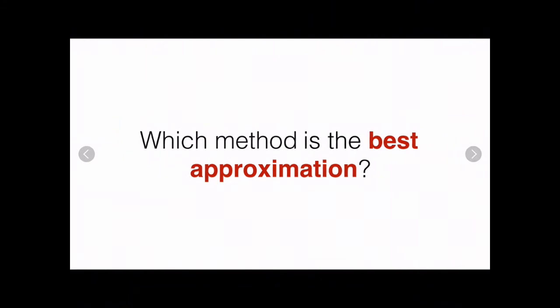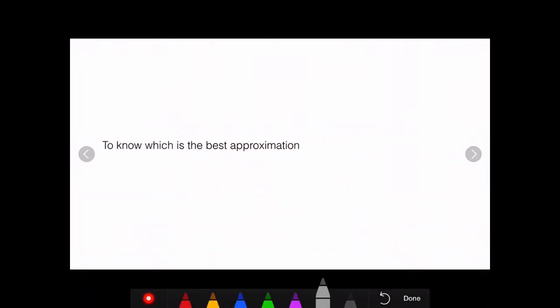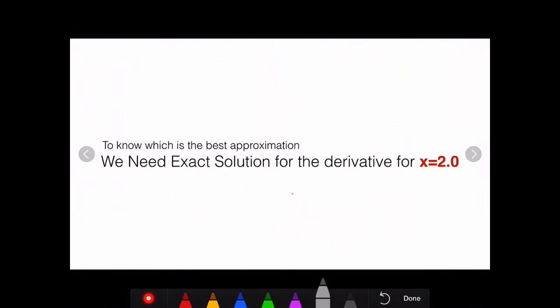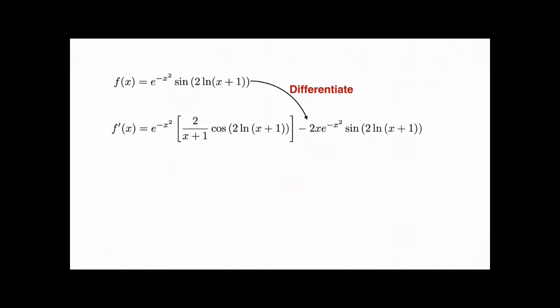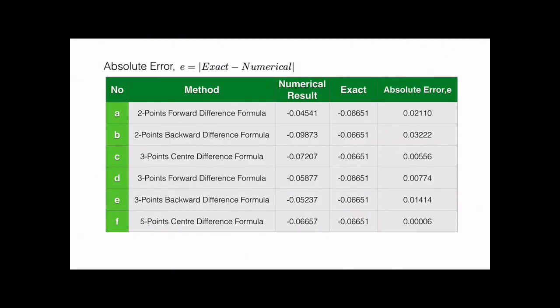You want to know the best one, so you need to get the exact solution first for the derivative when x equals 2. What does that mean? We need to do the differentiation of f(x) here. We get the first order derivative. Once we have this, we substitute the values and we get the derivative.